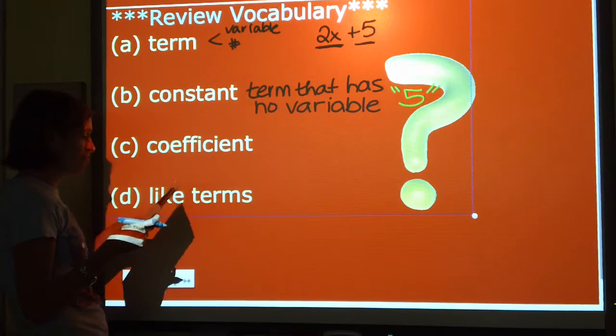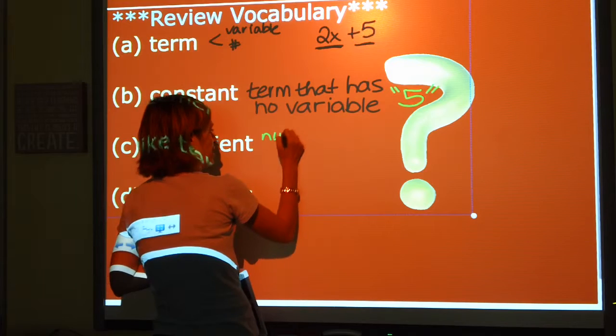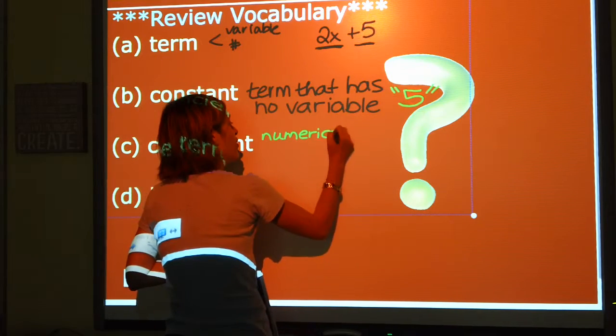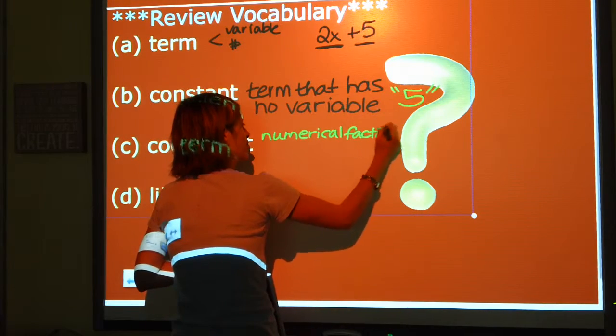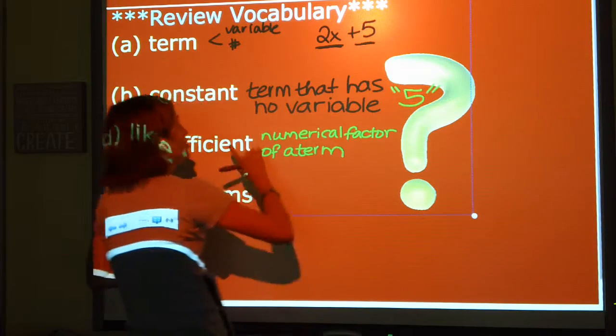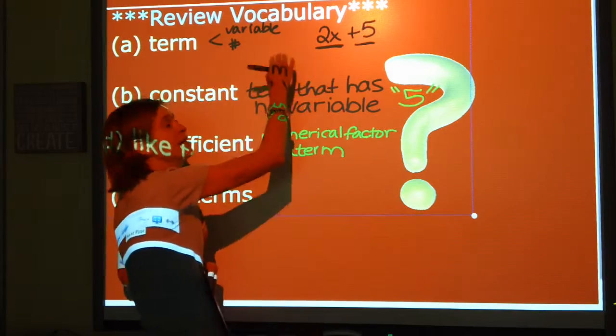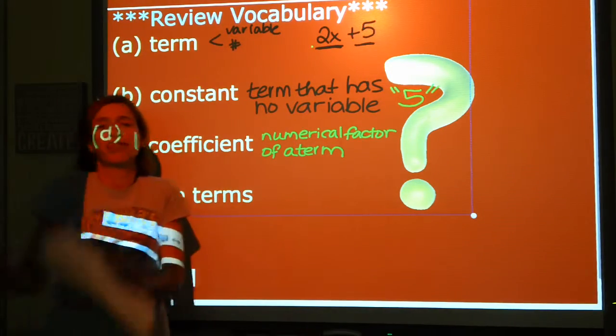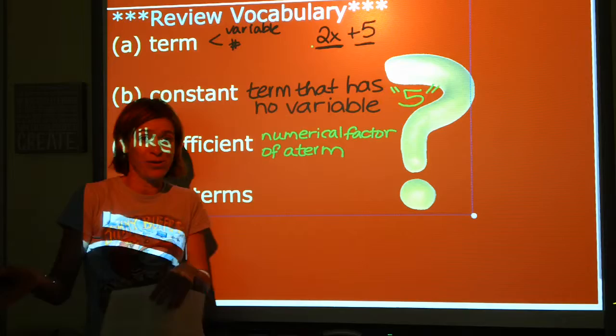All right, coefficient. This is what the book tells you: it's the numerical factor of a term. So the coefficient in 2x is 2. It's the number in front of the variable, okay?